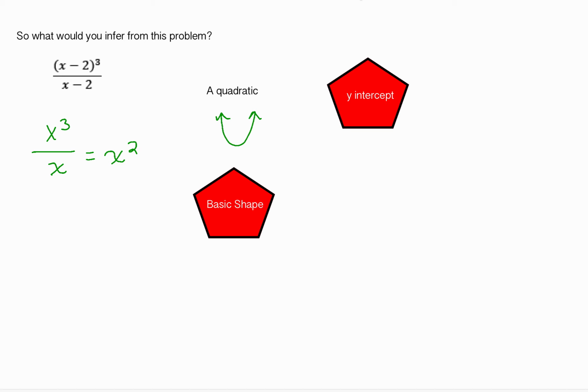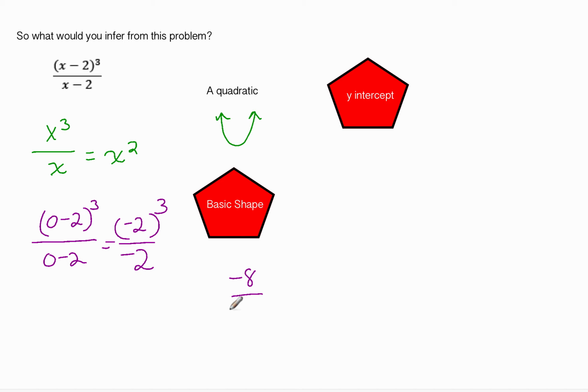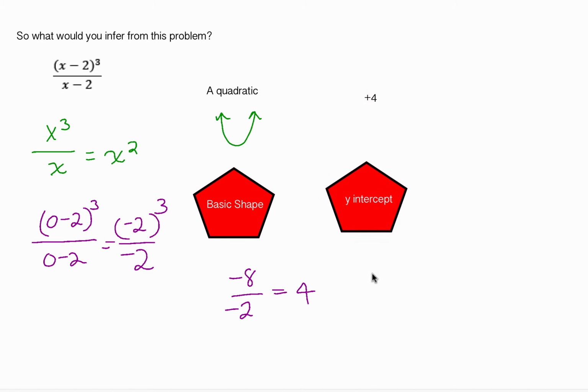We can do the y-intercept here. These numbers are not big. 0 minus 2 cubed over 0 minus 2. Well, that's negative 2 cubed over negative 2. A couple of ways you can do it, but most of you, the easiest way you will do is negative 2 cubed is negative 8 divided by negative 2 gets me 4. So our y-intercept is positive 4.